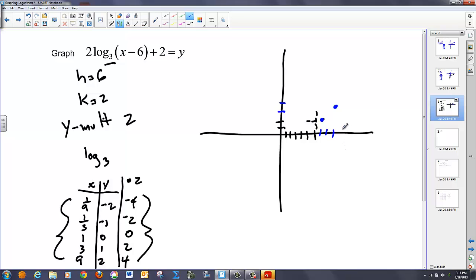over 9, up 4. It's kind of hard to see, back over a third, and down 1, and over a ninth, oops, I'm sorry, over a third and down 2, and over a ninth and down 4. So this graph will look very similar to this.